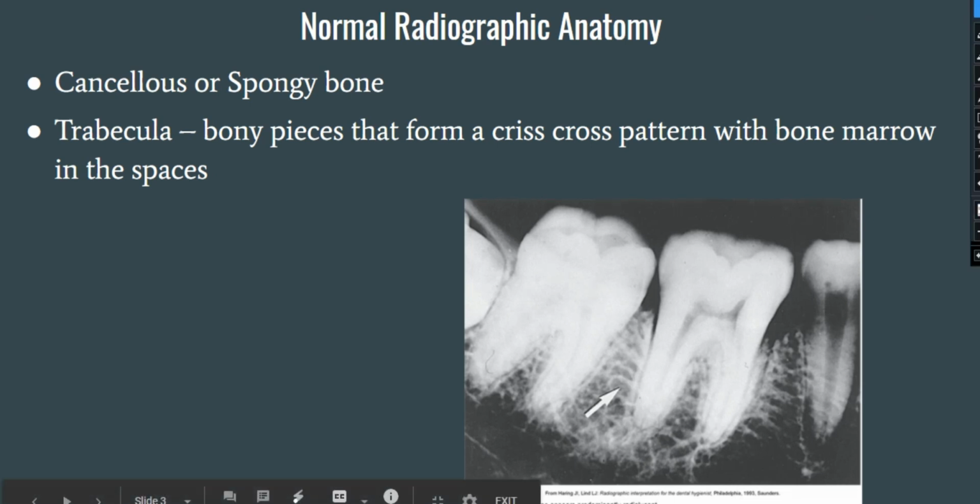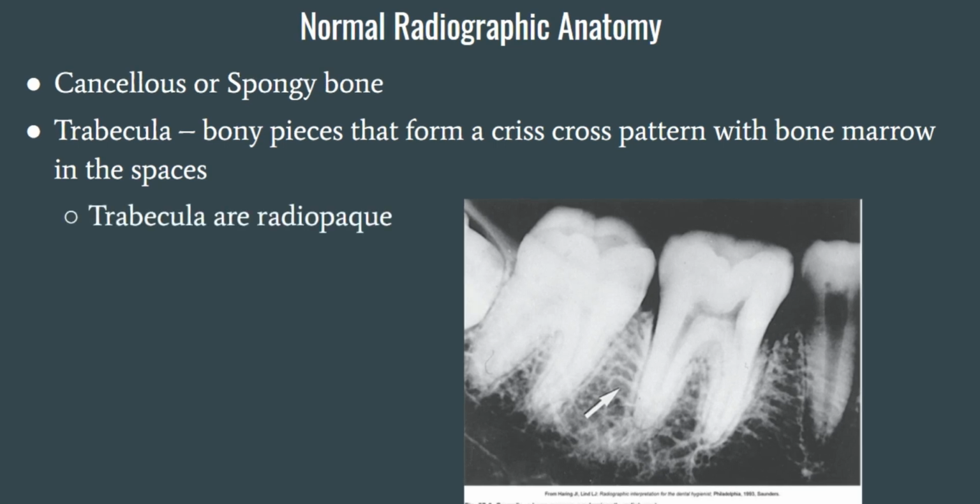So here where this arrow is pointing, where I am pointing the cursor, that is going to be the trabecula, and then where this arrow is pointing, the darker radiolucent area is going to be your bone marrow. So just remember that it's the trabecula that are radiopaque, and it is the marrow that is radiolucent.